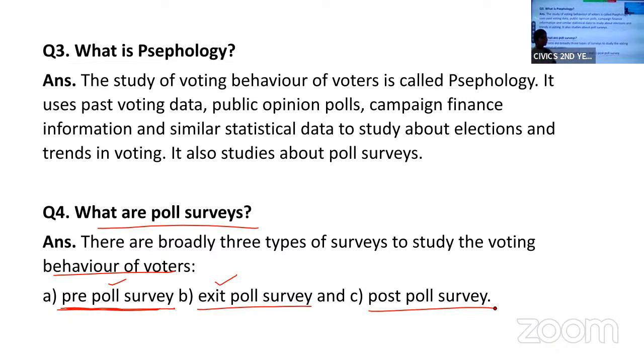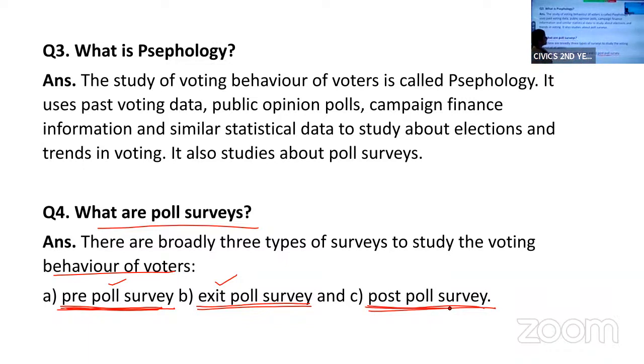Post-poll survey is conducted after the results of the elections are declared. What are the reasons for a particular party winning and what are the reasons for a particular party losing? That is determined in post-poll surveys. See, pre-poll is before the elections. Exit poll is immediately after the elections, before the counting and the results are declared. And post-poll is after the results are declared.